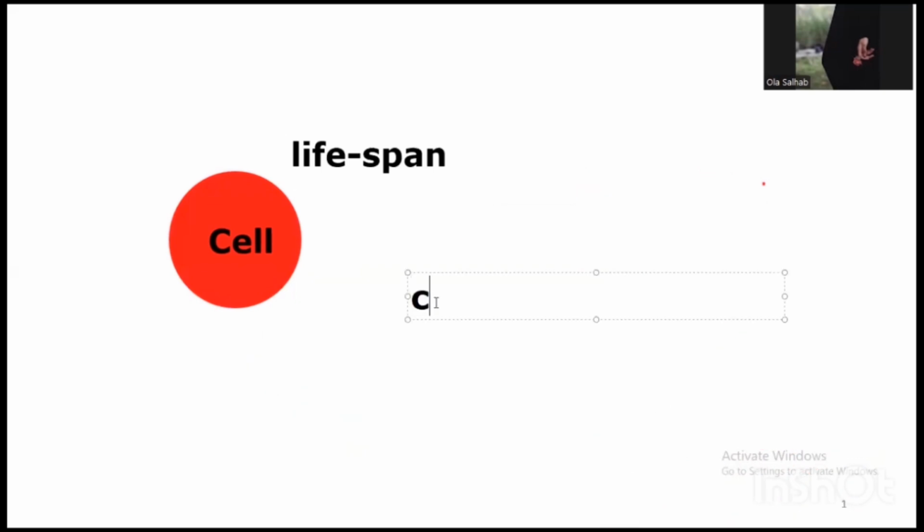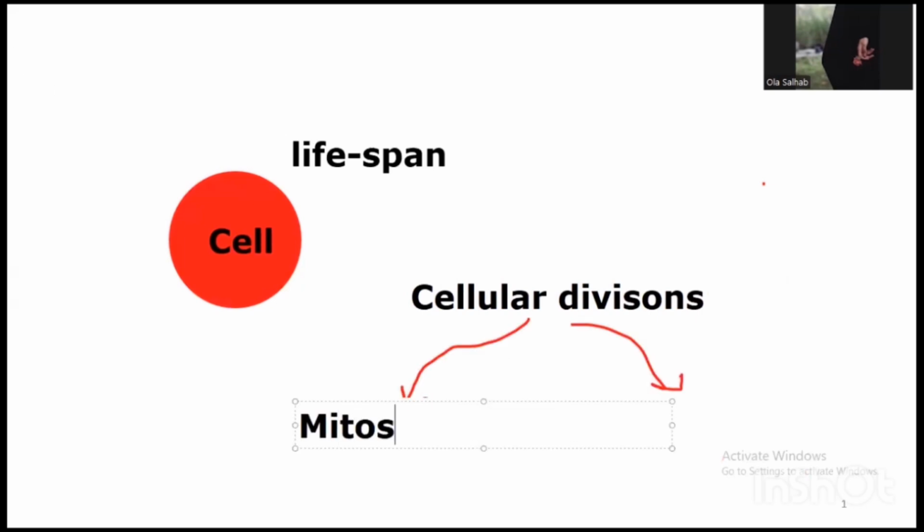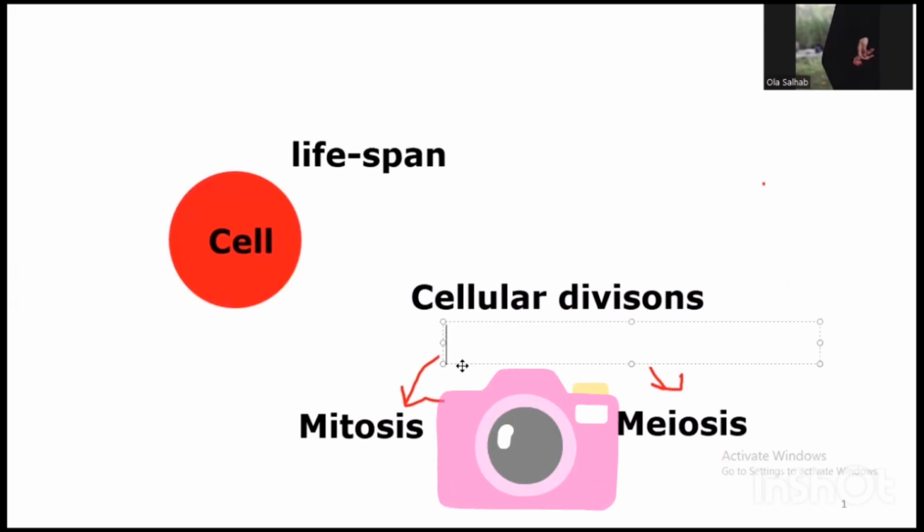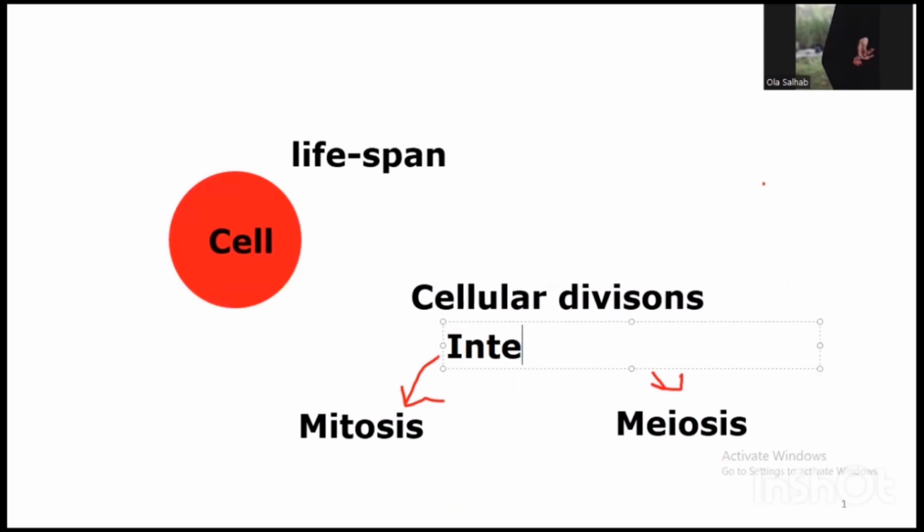these we call cellular divisions. Cellular divisions are of two types, mitosis and meiosis. But before talking about mitosis or meiosis, we have a very important phase which we are going to talk about in this video, which is interphase.